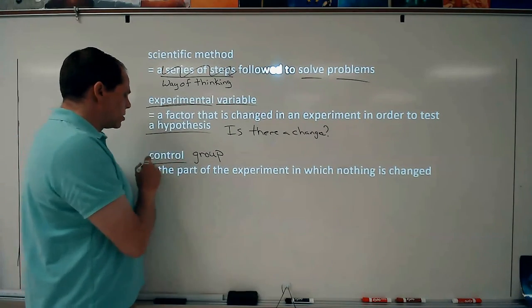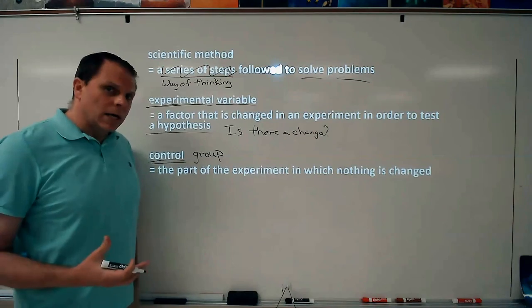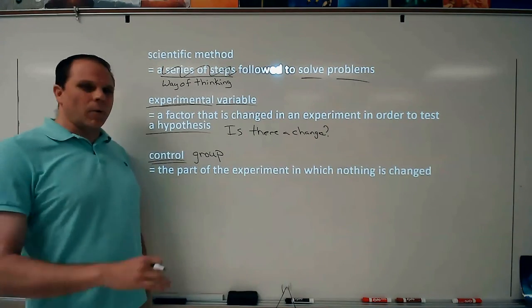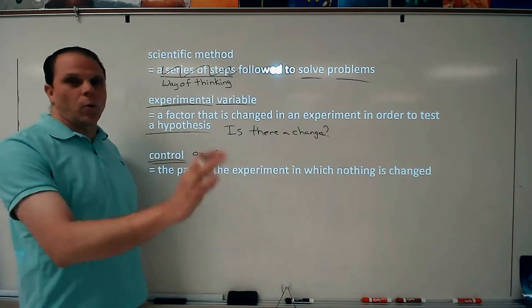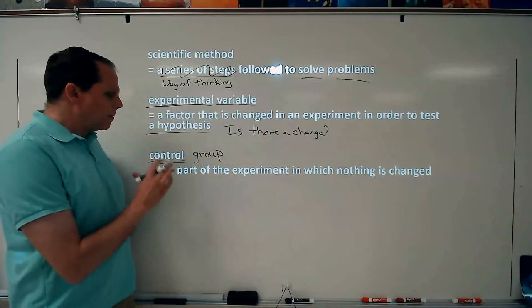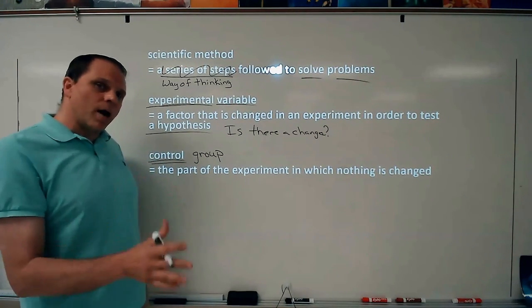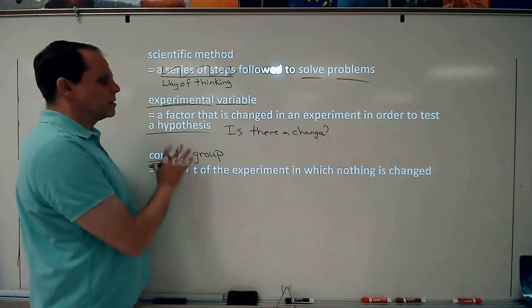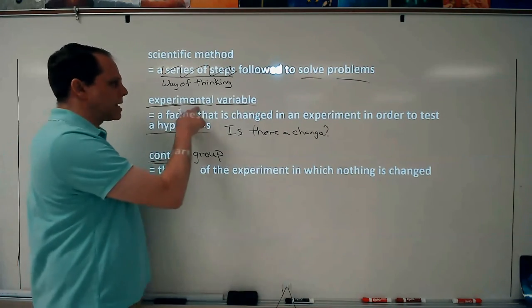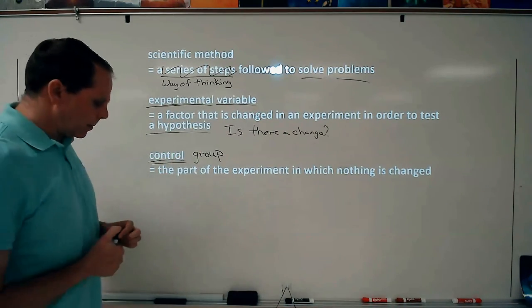Now, there are other terms that we sometimes use. We'll use the term control to talk about the things that we control, like, I want to make sure the temperature is the same, and I want to make sure the amount of water I give the plants is the same, that kind of thing. But the control group is the group in which you're not changing or modifying anything. Everything's going to be the same between control group and experimental group, except for that experimental variable.